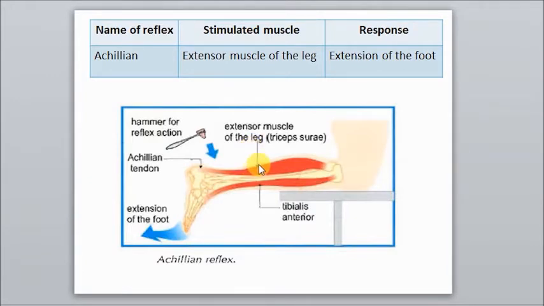When this muscle contracts, being an extensor muscle, it is going to lead to an extension movement, the extension of the foot. The exact mechanism and the neuronic pathway involved in such a reflex will be discussed later in the coming activities.